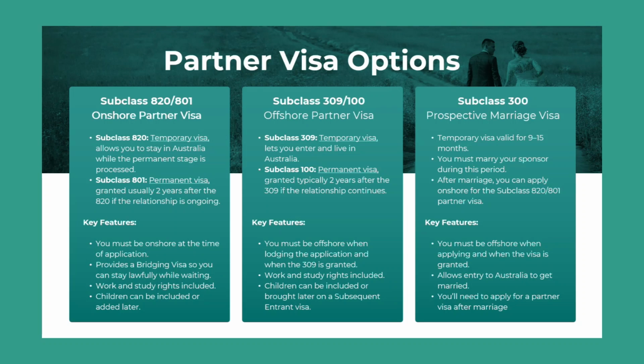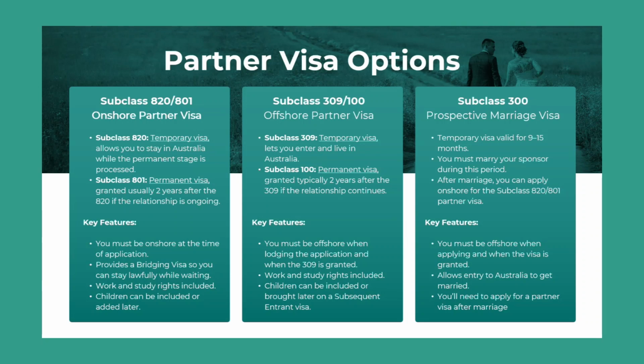That's why we would like our clients, if they are overseas and they would like to apply for a partner visa, and if they have the option to apply for a visitor visa, it's always better to come here in Australia and then apply for the onshore visa, so that they will be given a bridging visa A and enabled to stay here while waiting for the decision.